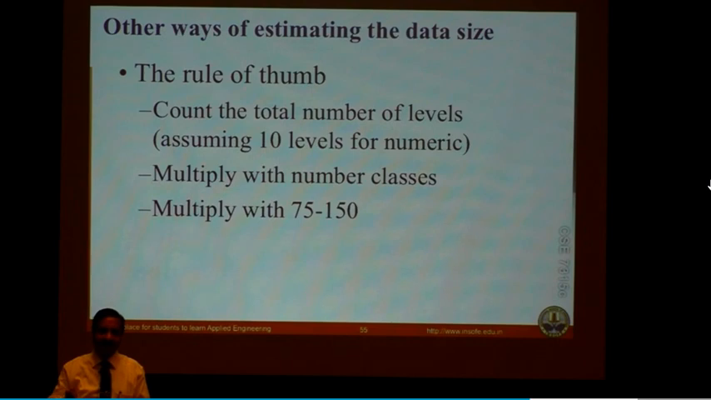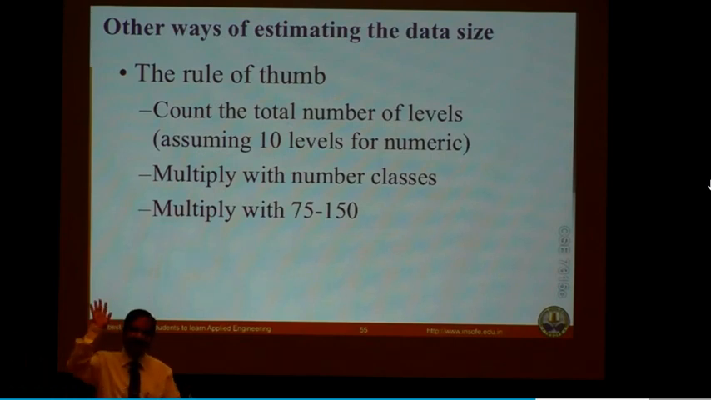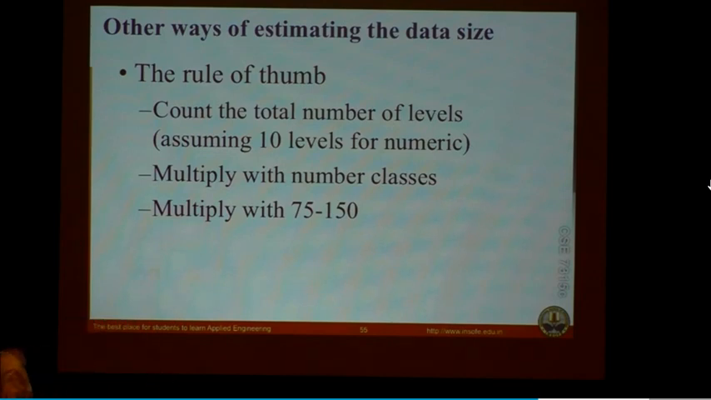75 and 150. You want to multiply with 200? Be my guest. 75, fine. 100? Okay, fine. 100 is easier actually for calculation. Just put 2 zeros. Yeah, let's go with that. That's what we do. That's the reality.